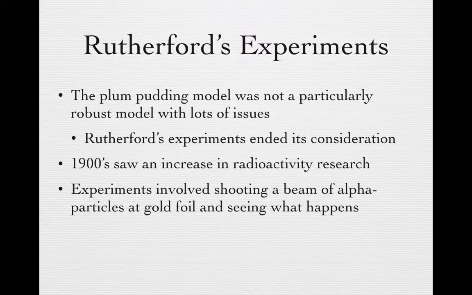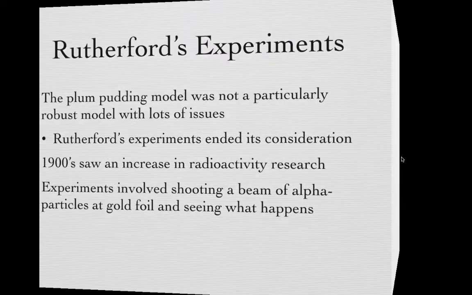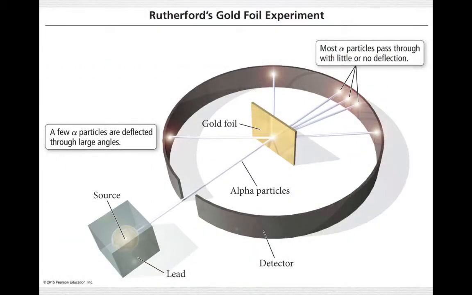And they would shoot it at gold foil because gold's one of the most dense elements that we have. And so we can take a look at the model here. So we have our radioactive source in here, a lead box to prevent radioactivity from escaping in any other direction, and you would have either a very tiny slit or a pinhole here in the box that would allow a beam of highly charged alpha particles and shoot at the gold foil.